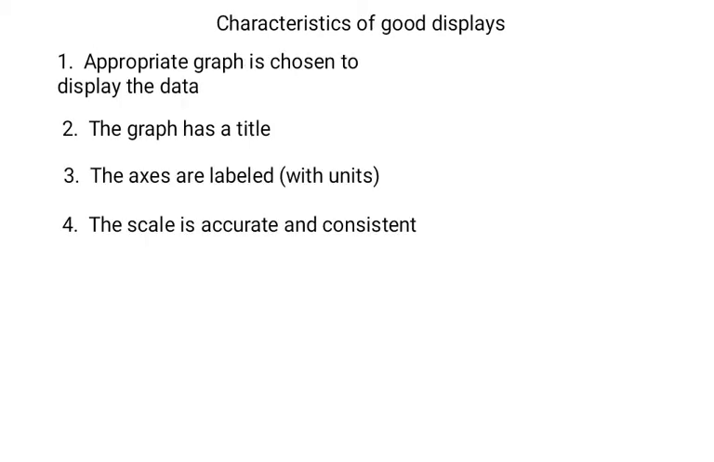Some general characteristics of a good display. First of all, you pick a type of display that will show your data in the way you want it to be shown. Give the graph a title. Number 2, label with units. Either you have to indicate what the numbers mean, and then use an accurate and a consistent scale in your graph.